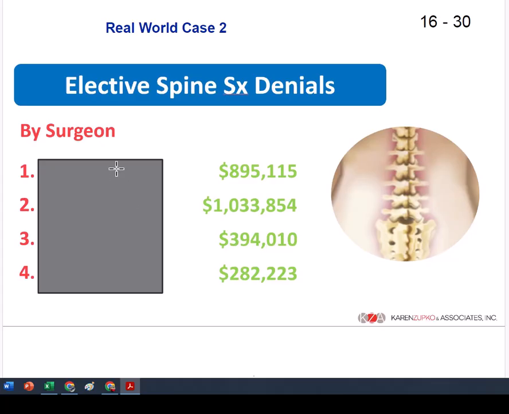So what did she determine? These are denials by physician. This is real money, folks. Now, it's amazing that Karen had to go do this analysis and this wasn't regularly done. But that's why Karen has a hugely successful consulting firm, because people haven't taken this class and learned how to manage revenue cycle.